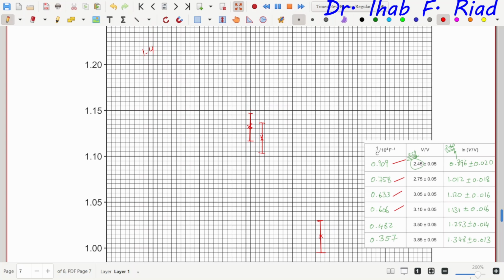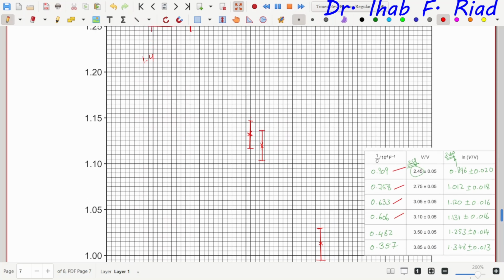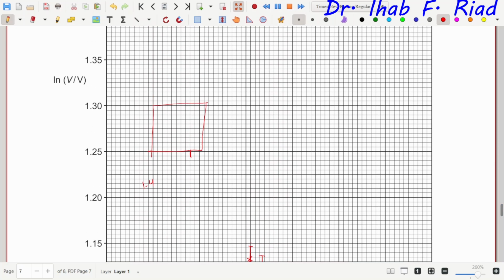And we have 1.25, and 3. So this is 1.255, 1.253. It is around here.